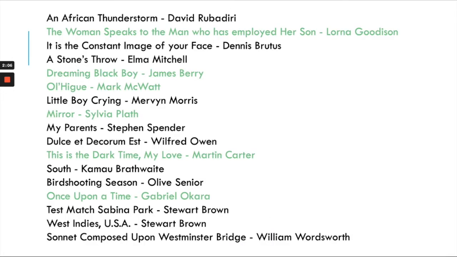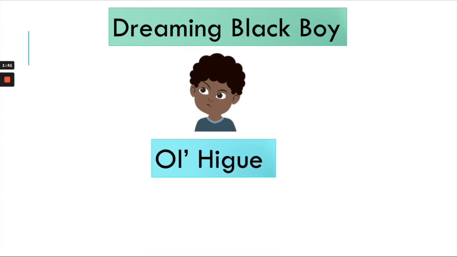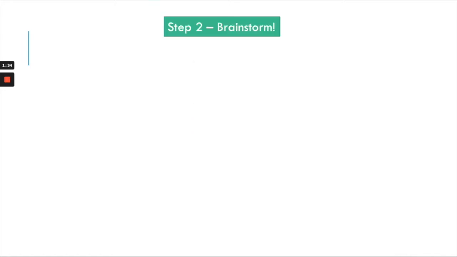So these ones. I have highlighted the poems which feature speakers who would like to escape a particular situation. While you are brainstorming, you will probably think about more than two poems. You should choose the ones you are able to recall the best. I've decided to go with Dreaming Black Boy and Old Higue. If you don't remember these poems, pause the video and go read them. Okay, let's move on. So let's gather our ideas.